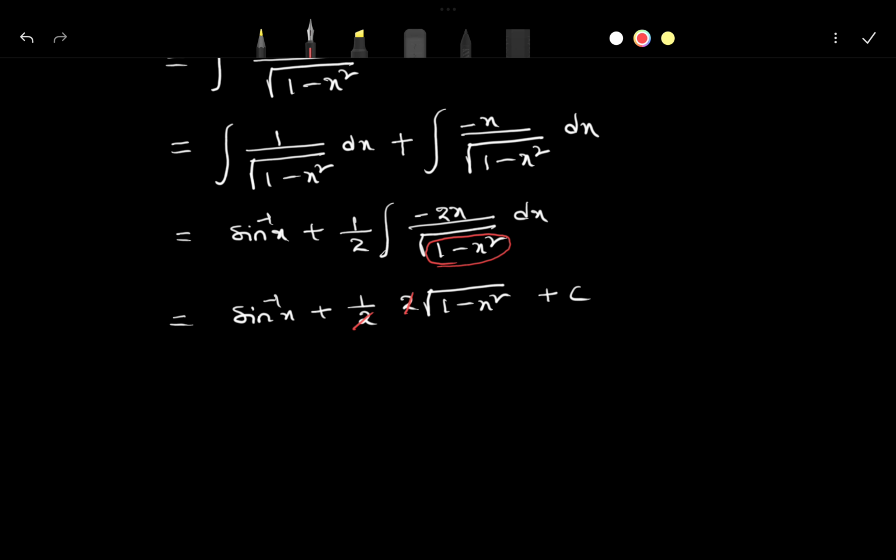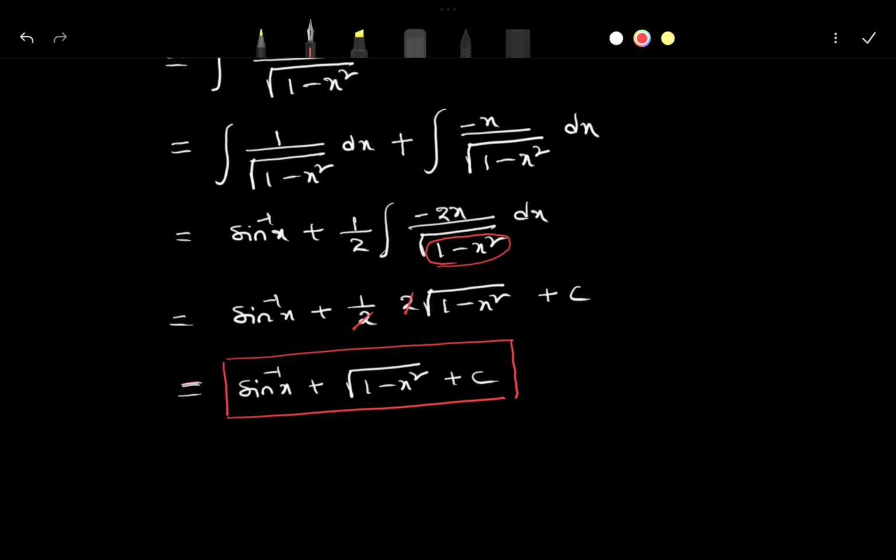This answer will be sine inverse of x plus root of 1 minus x square plus c. So your final result for the integration of the given function, root of 1 plus x by 1 minus x dx, will be this one. So now one more important question we will see in integration.